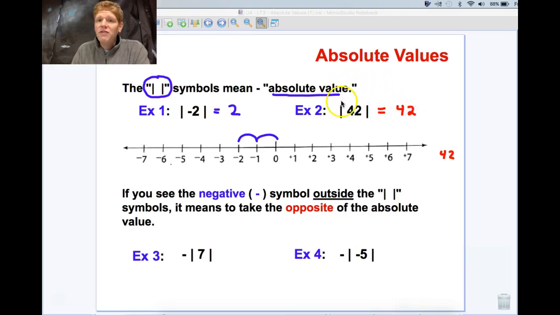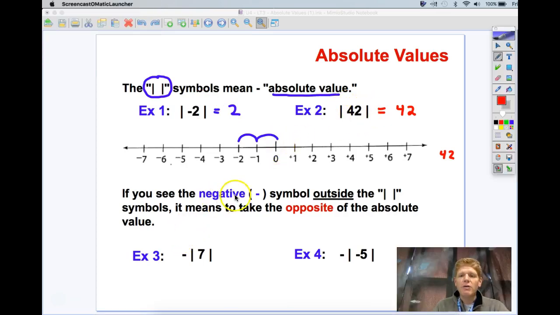Note, this is not the opposite. We're not taking the opposite. We're counting the distance from 0. So the absolute value of 42 is not negative 42. It's just 42. Whatever's in these absolute value signs, it's going to be the positive result. If you see the negative symbol outside the absolute value bars, as it is right here, that means we're going to take the opposite. Remember that a negative sign means we're going to take the opposite of a thing.